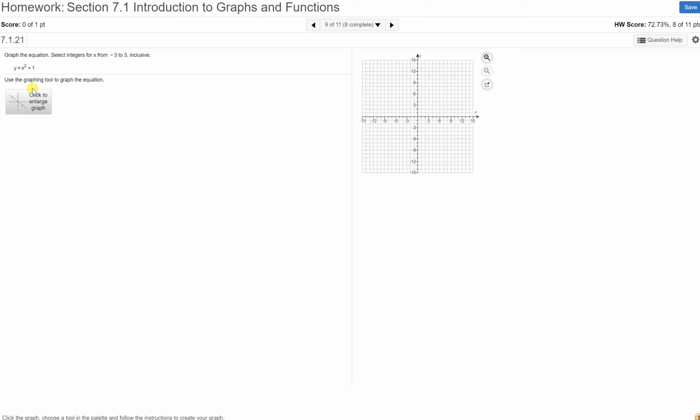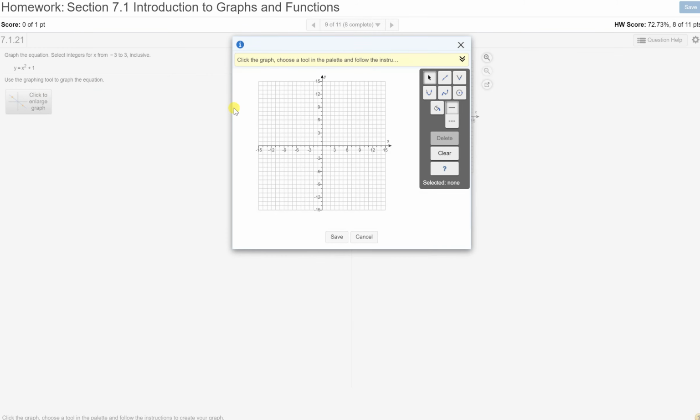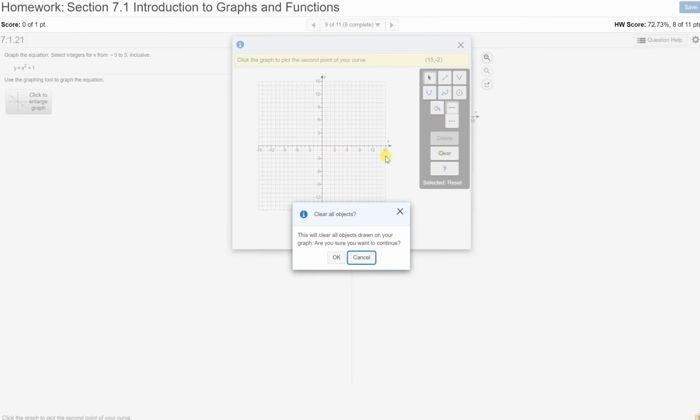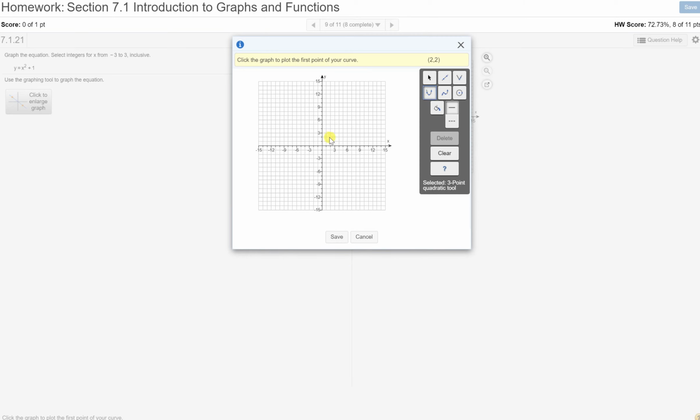We're going to graph. I'm just going to click graph. I don't have to do all that, right? Okay, good. So I'm going to plug in 0. 0 plus 1 is 1. So it's going to be 0, 1. Oops. Clear. Parabola. 0, 1. And I'm plugging in 1. 1 squared is 1. 1 plus 1 is 2. So 1, 2. And then I'm plugging in 2. 2 squared is 4. 4 plus 1 is 5. So 2, 5.